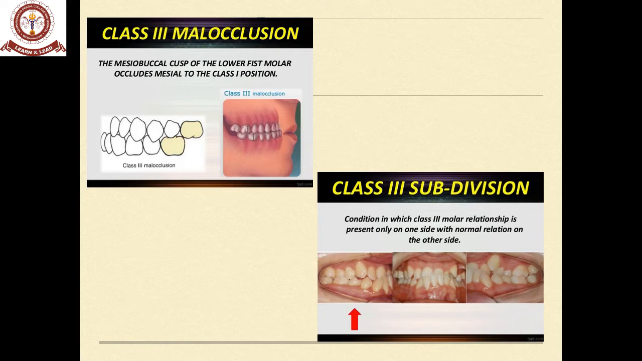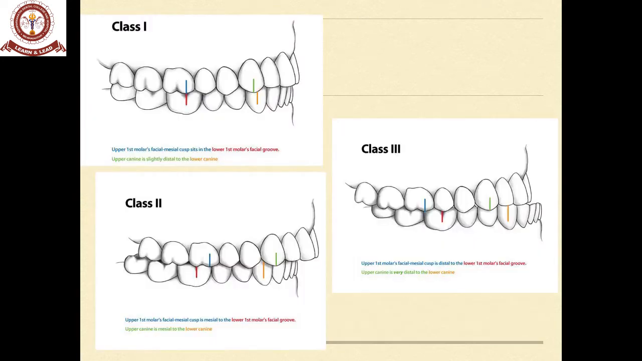In class 3 molar occlusion, similarly, the mandible is forwardly placed, thereby the lower molar is forwardly positioned. We call it class 3 subdivision whenever there is a class 3 molar relationship on one side and a class 1 molar relationship on the other side. Quickly we can see this picture showing both the class 1 molar and canine relationship. This is very important in orthognathic surgery because we need to check the occlusion when the patient comes to us.